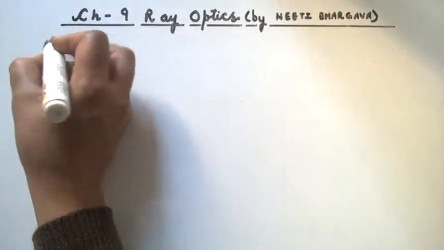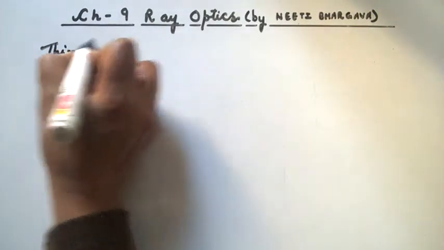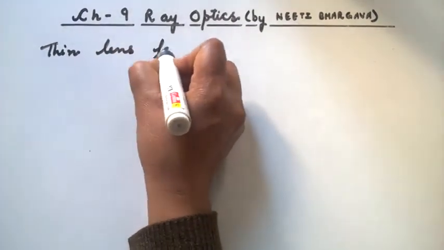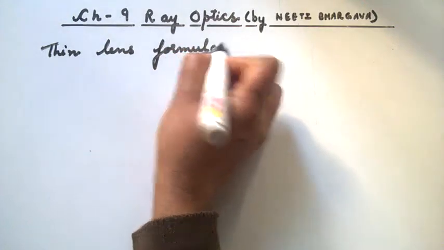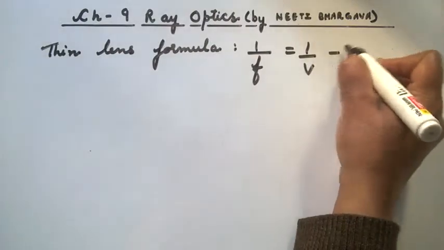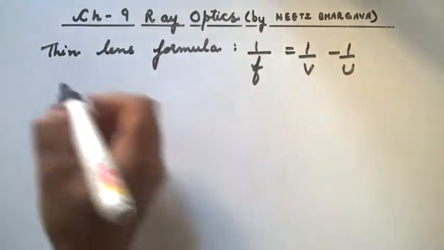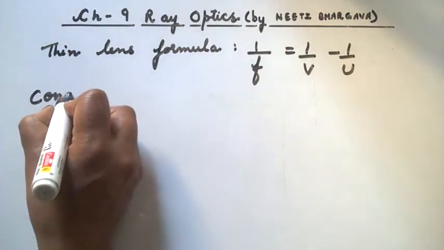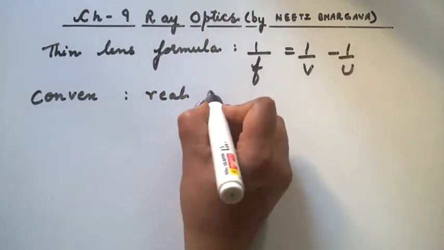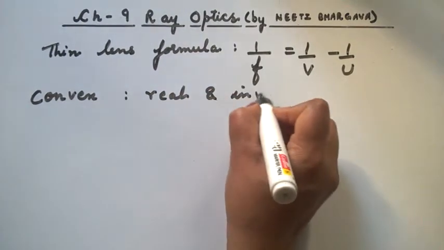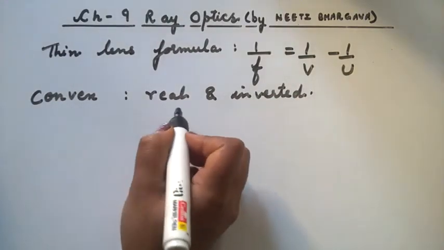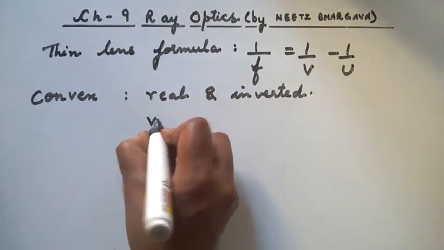Let's derive thin lens formula for both the lenses, that is for concave lens as well as convex lens, and this formula is same for both the lenses. It is equal to 1 upon focal length equal to 1 upon image distance minus 1 upon object distance. Also we know that the convex lens for all the 5 positions of the object form real and inverted image after refraction, and for only one position, that is when the object is placed between optical center and focus, it forms virtual and erect image after refraction.